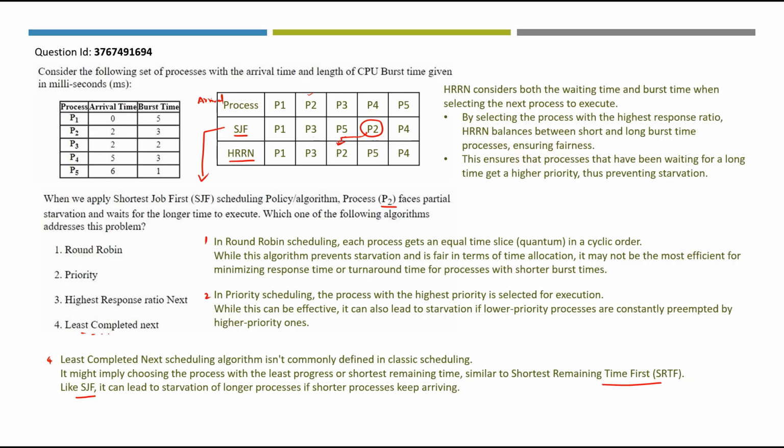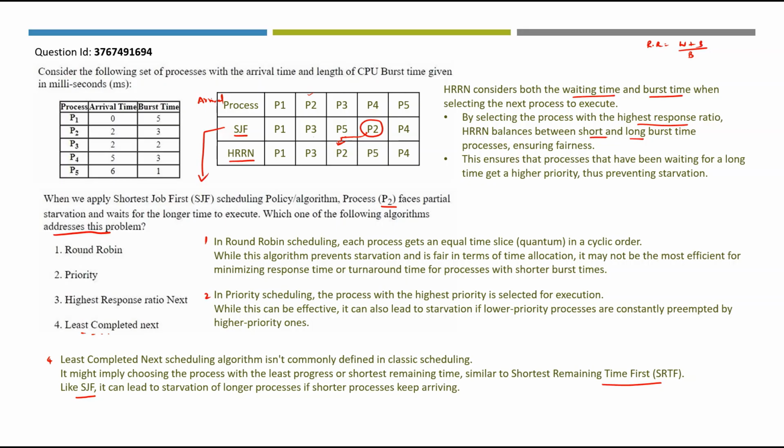HRRN considers both the waiting time and burst time when selecting the next process to execute. What is response ratio formula? Waiting time plus burst time divided by burst time. So it is considering both waiting time and burst time when selecting the next process. By selecting the process with the highest response ratio, HRRN balances between short and long burst time processes, ensuring fairness. So they are saying how it is addressing this particular problem. This ensures that processes that have been waiting for a long time get a higher priority, thus preventing starvation.